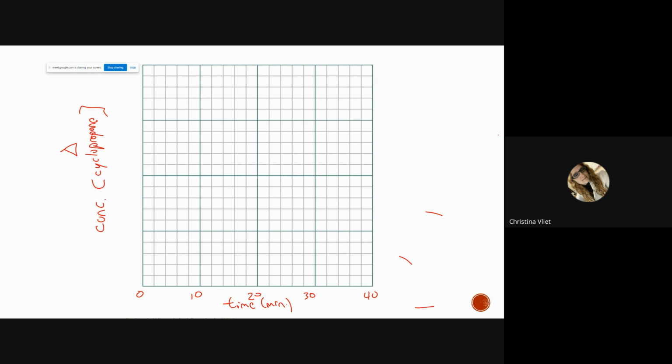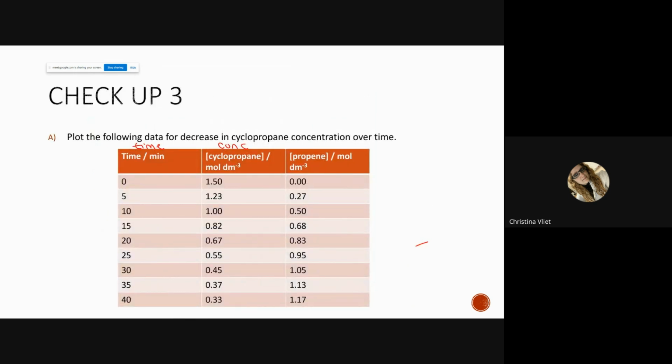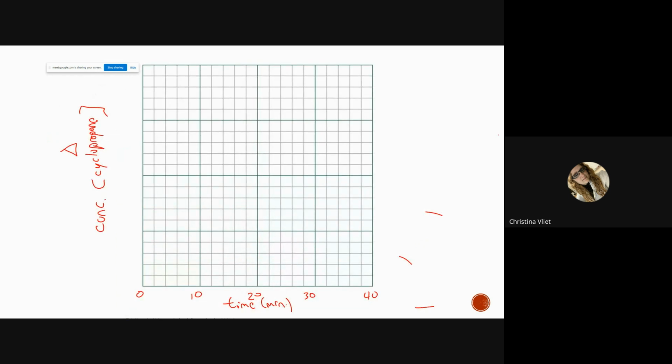All right, so we got this so far? That's the time. Now what about concentration? Where should I choose to go up to? It says it's between 0.33 and 1.5. So what would make sense? To go up to 2. That makes sense. So I would do, this is 0.5. This is 1.0. This is 1.5. And this is 2.0.